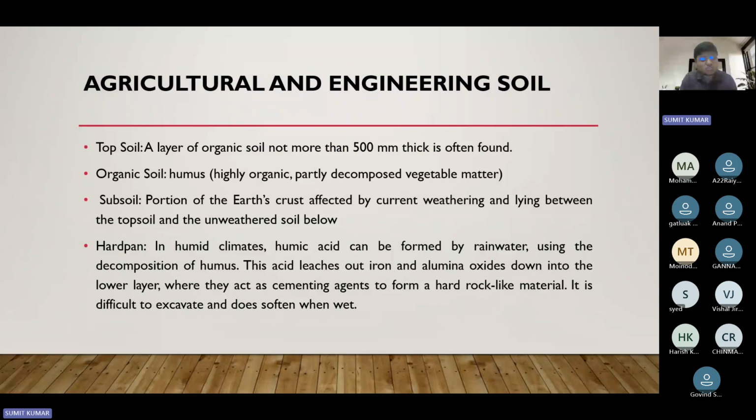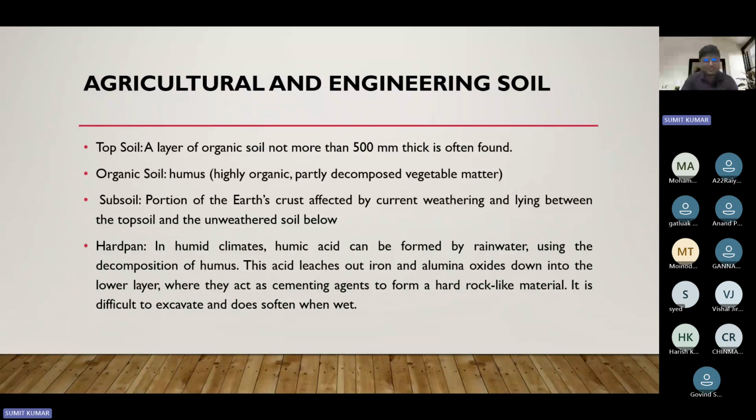Okay, so don't get confused over here. We will discuss in elaborated form the three forms, which are residual, transported, and organic soil. So you will understand far better. This is the basic definition. Basically, this is the basic definition of agricultural and engineering soil.